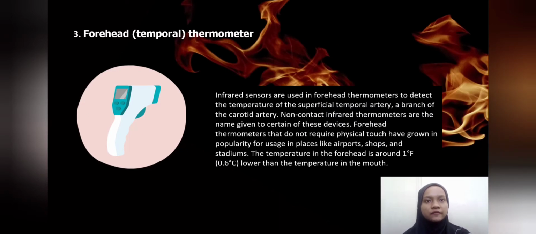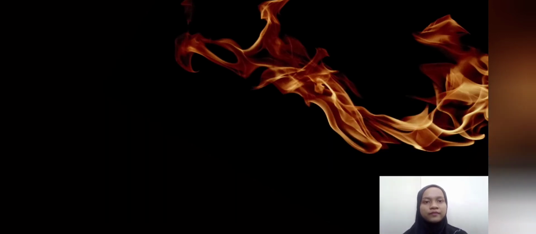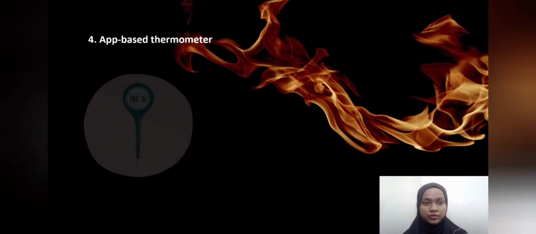Infrared sensors are used in forehead thermometers to detect the temperature of the superficial temporal artery, a branch of the carotid artery. Non-contact infrared thermometers are the name given to certain of these devices. Forehead thermometers that do not require physical touch have grown in popularity for usage in places like airports, shops, and stadiums. The temperature of the forehead is around 1 degree Fahrenheit or 0.6 degrees Celsius lower than the temperature in the mouth.